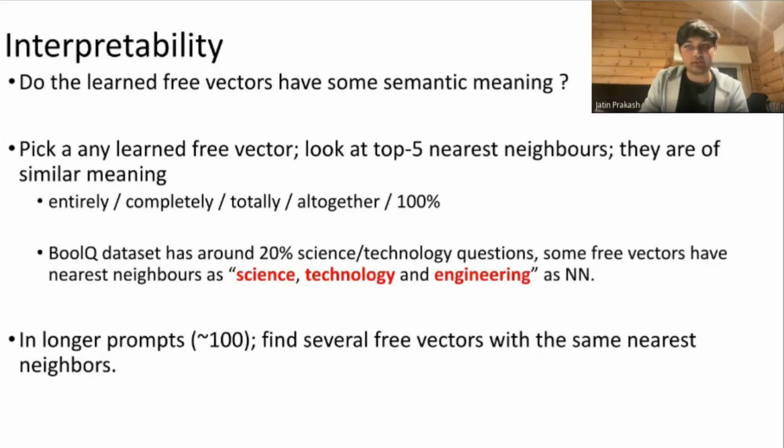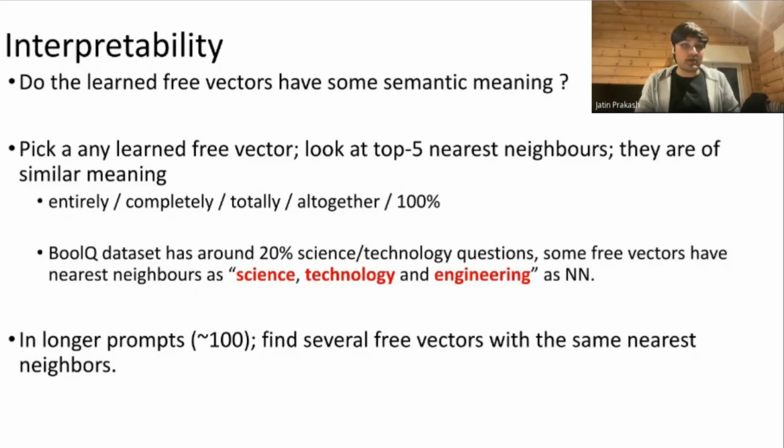So the authors observe that for a given learned prompt token, the top 5 nearest neighbors form a very tight semantic cluster. So the top 5 neighbors of a token would be like entirely, completely, totally, altogether, 100%, something like this. They also report that on the BoolQ dataset, 20% of the questions are from science and technology domains, and some free vectors have their nearest neighbors at science, technology, engineering. So it's kind of like the model is keeping a memory of what kind of questions might appear, and learning those in those free vectors.